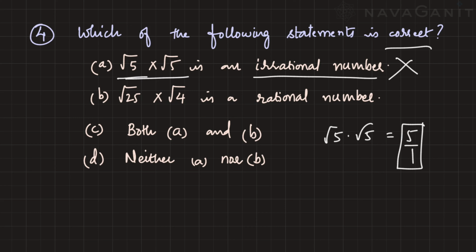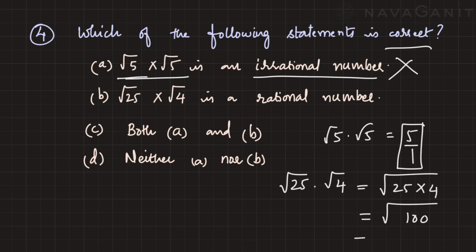Next we have square root of 25 multiplied by square root of 4, which is nothing but square root of 25 multiplied by 4, which is square root of 100. Square root of 100 is 10. 10 is nothing but 10 by 1, which is a rational number. So option B is correct.